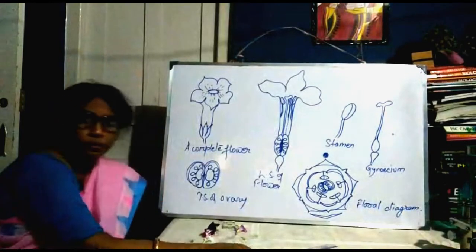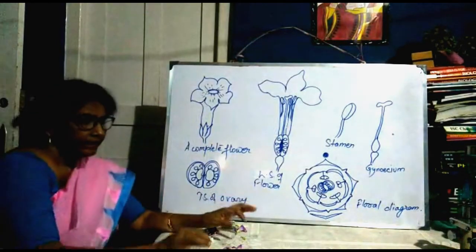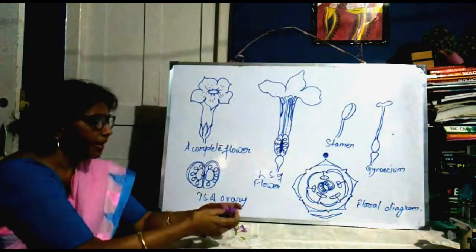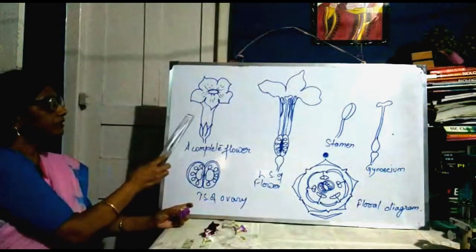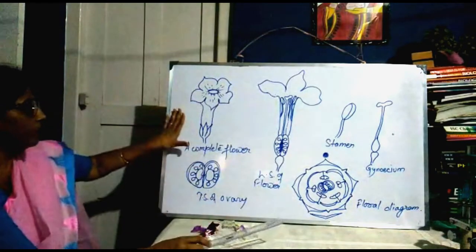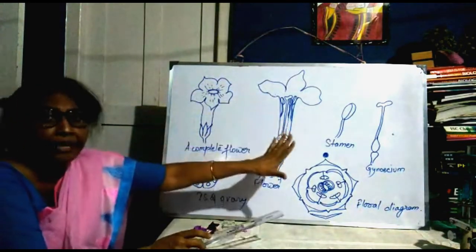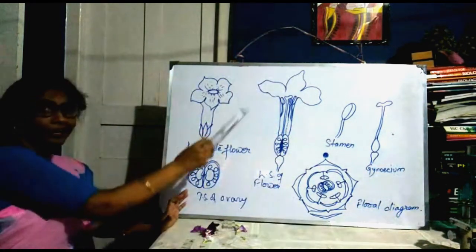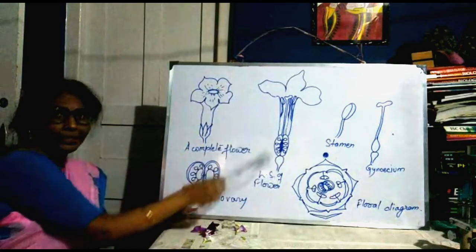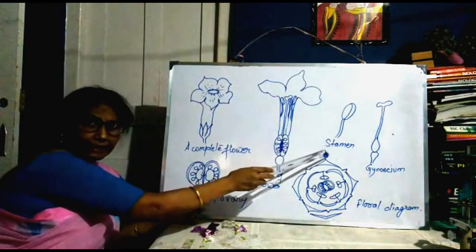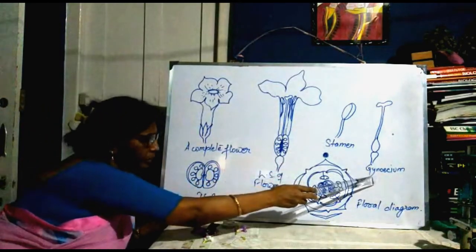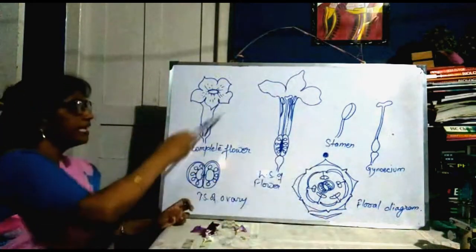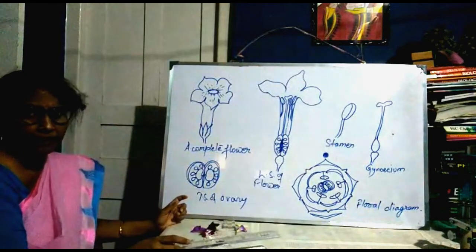Okay, now I will show you how the flower is dissected, and also the different parts, the LS of the flower, what you have to draw in your practical notebook. First you have to draw a complete flower, then the LS of the flower, then a single stamen, then gynoecium, then TS of ovary, and the floral diagram. These things you have to draw in your practical notebook.